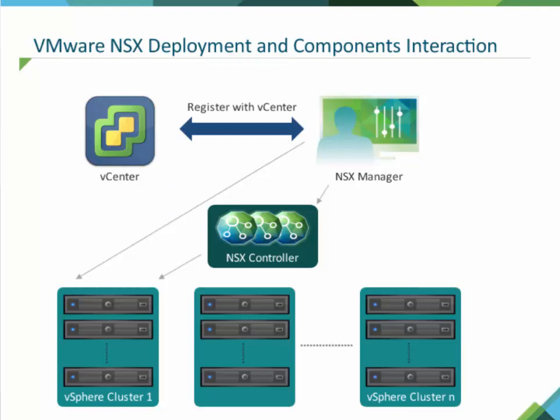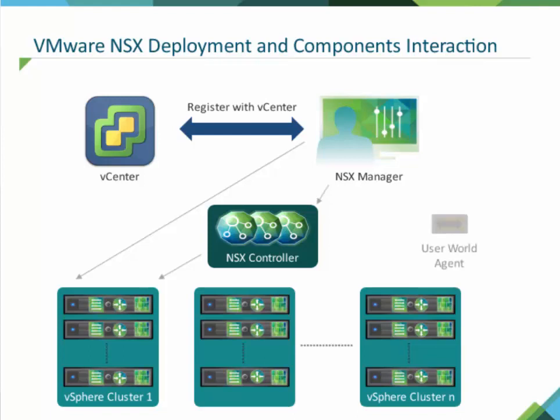The host preparation process installs various vSphere installation bundles or VIBs to enable VXLAN, distributed routing, distributed firewall, and a user world agent for control plane communications. Lastly, you use NSX Manager to deploy and configure the Edge Services Gateway and its associated network services, such as load balancing, NAT, etc. This functionality will be described in greater detail in the following lessons.